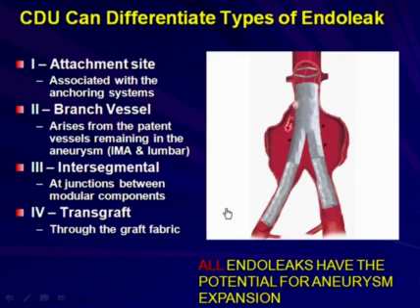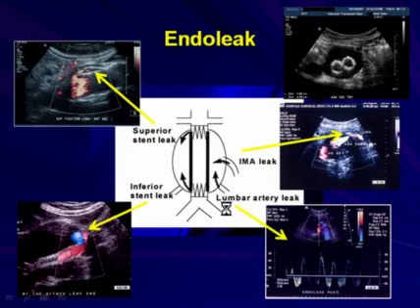So let's talk about the different types of endoleak. We have the anchoring system or attachment site endoleaks, that's type 1. We have the intersegmental junction modular endoleaks, that would be type 3. The most common kind, of course, is the branch vessel or type 2, coming from patent lumbars or IMA. And then type 4 is transgraft, or through the porosity of the graft fabric. Any of these can cause pressurization of the sac and aneurysm expansion, and we don't know which ones will and which ones won't. Here are examples of these different types of endoleak.